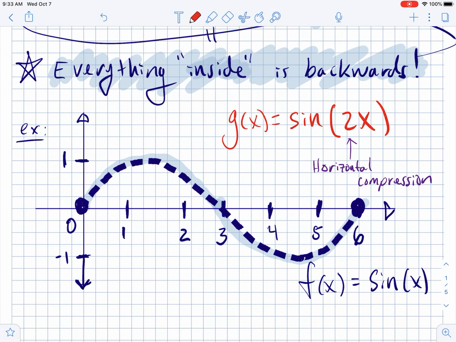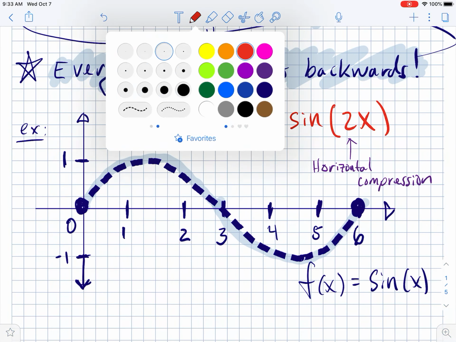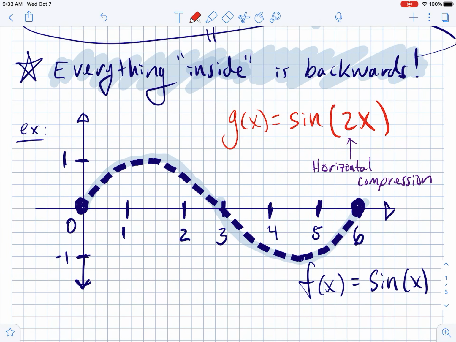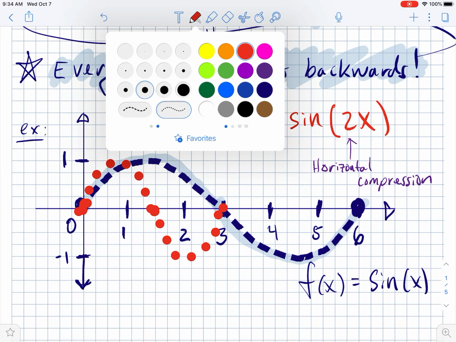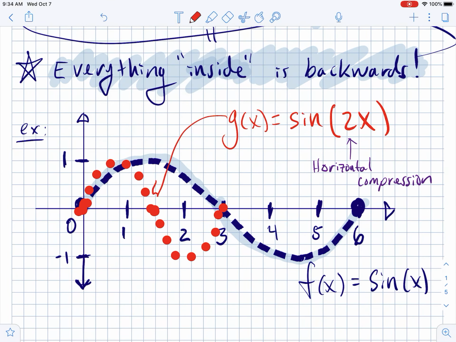So if I were to draw this graph, let's go dots here, and go a little bit bigger. It would actually start here, and then it would cross halfway in between and then come back. So it would look something like this. So this is what g of x would look like. It's actually a horizontal compression.